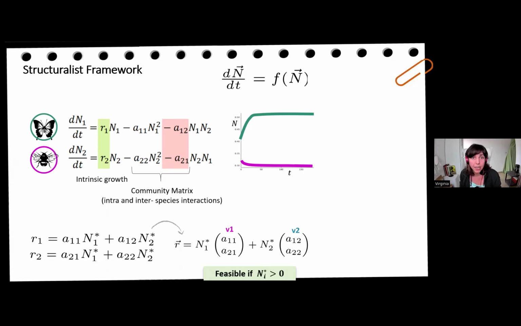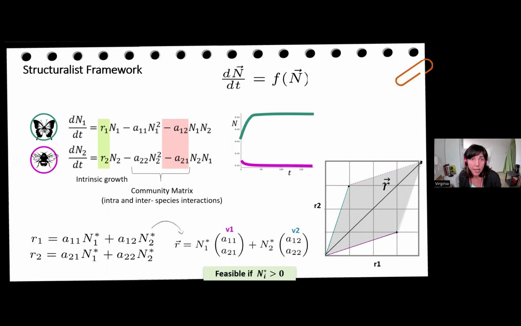And as I said before, since I am interested in communities where all species survive, that is, where all N star values are above 0, I can write the vector of growth rates, these R's, as a linear combination of the columns of the community matrix like this. So basically, this is just a rewriting of the equation on the left. So now my R vector formed by R1 and R2 is a combination, because N1 star and N2 star are just two numbers, of these two vectors of the community matrix.